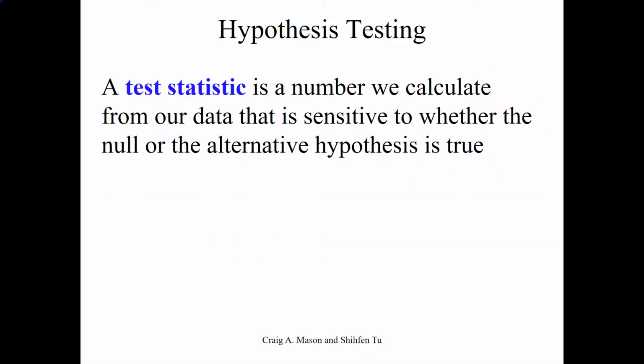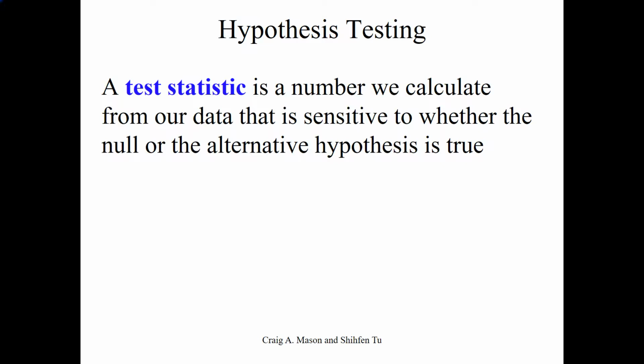P-values are determined using what are called test statistics. I suspect that a test statistic is what students generally think about when they think about stats. A good but wordy definition of a test statistic is the following. A test statistic is a number we calculate from our data that is sensitive to whether the null or alternative hypothesis is true. We use the test statistic to determine the p-value, and we compare our p-value to the alpha level in order to reject or fail to reject the null.